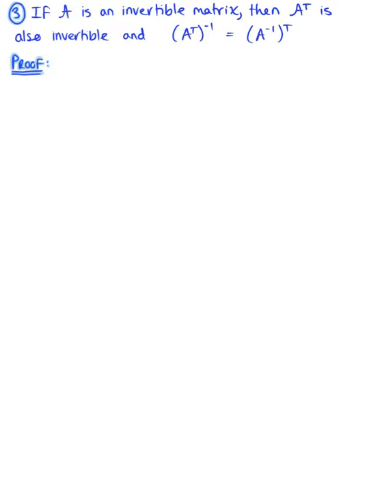And last but certainly not least, property number 3. And this property says that if A is an n by n invertible matrix, then the transpose of matrix A is also an invertible matrix, and that the inverse of the transpose of A is equal to the transpose of the inverse of A. So, to begin, let's let A be an n by n invertible matrix.